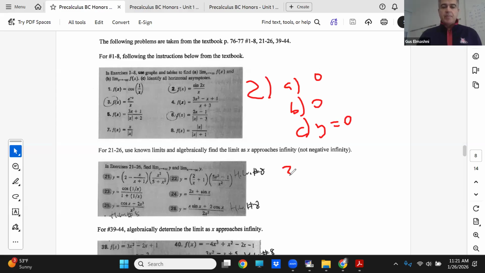For number three, first of all, let's rewrite it. It's like saying 1 over x e to the x. Hope that makes sense for that one. So if x is approaching positive infinity, what do you think is going to happen? What's the limit going to be? Is it approaching positive infinity for that one? Yeah, because the bottom just keeps getting bigger.